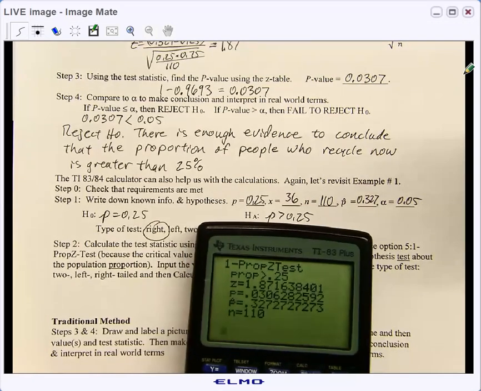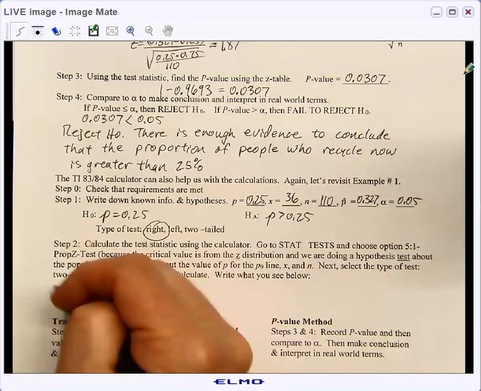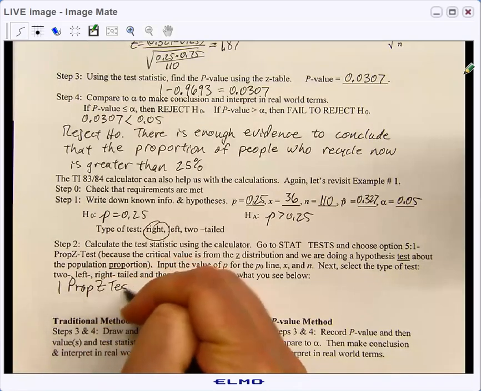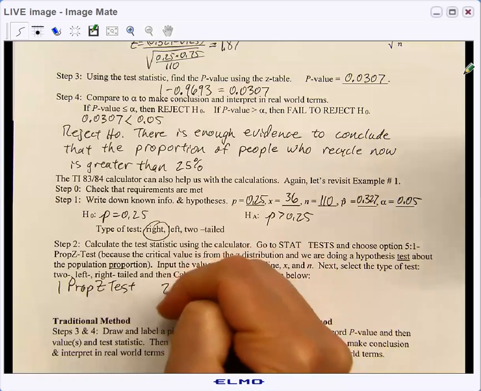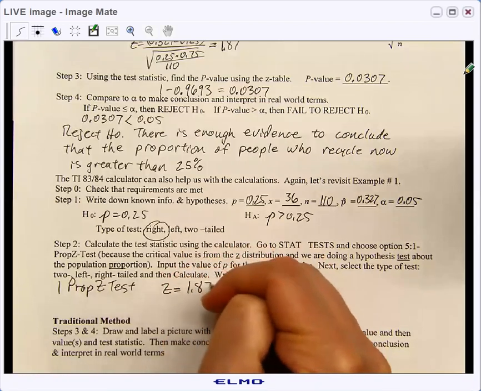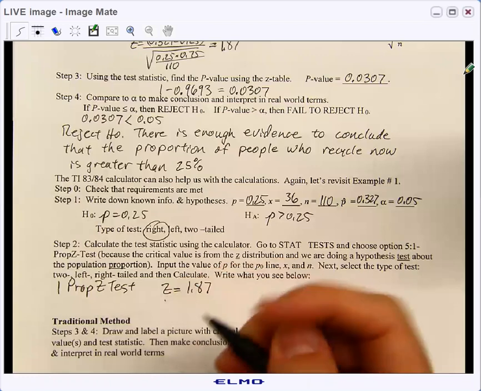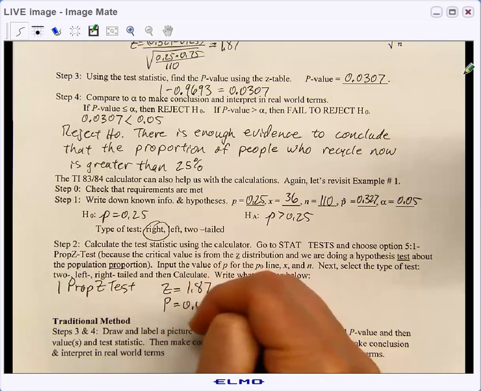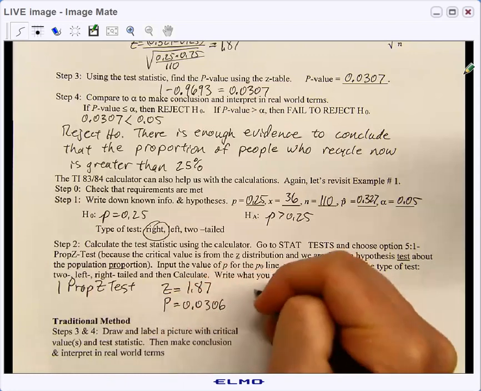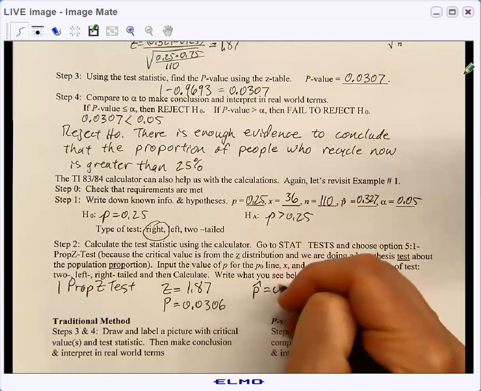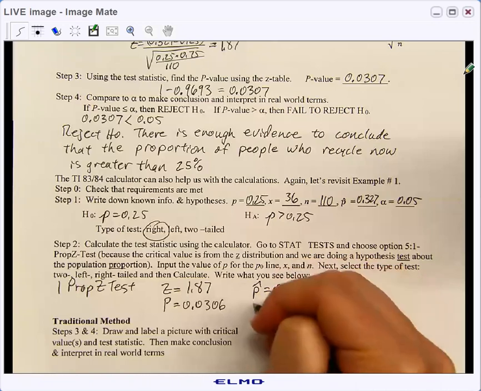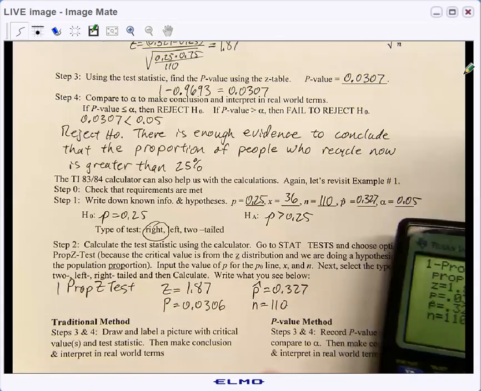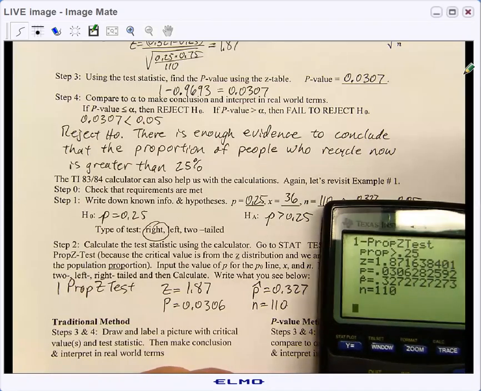Okay. So I will write that down right here. 1-PropZTest. We find out that z equals 1.87. Oh, that's good news. The next thing is we find out p, which is the p-value, is 0.0306. It even tells me p-hat is 0.327 and reminds me that n was 110. Okay, so you can see all of that still in there.